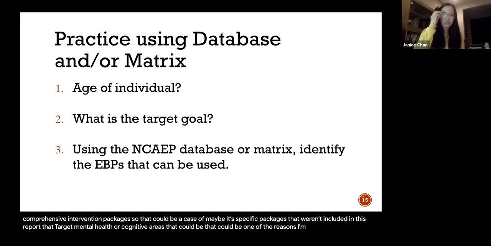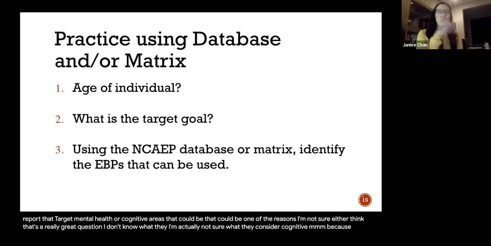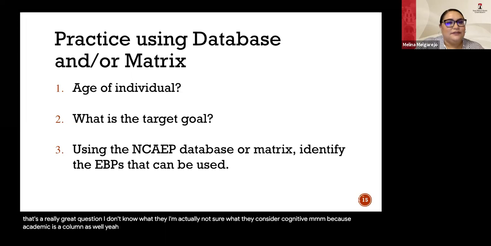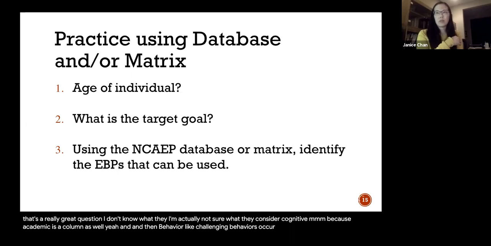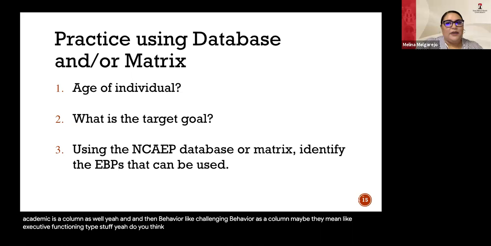Yeah, I'm not sure either. I think that's a really great question. I'm actually not sure what they consider cognitive, because academic is a column as well. And behavior, like challenging behavior, is a column. Maybe they mean executive functioning type stuff. Do you think? It could be, yeah.